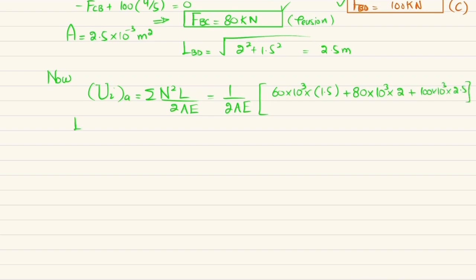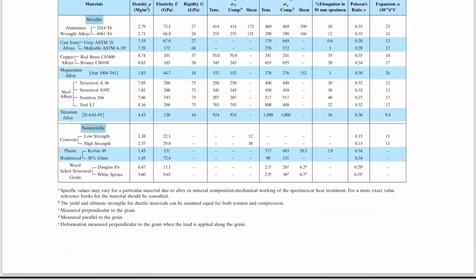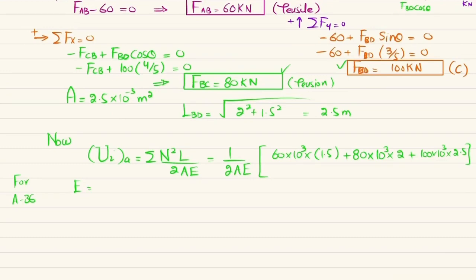Now what will be the E for A36 steel? The modulus of elasticity. We will get this from the property table, and you can see that you will use SI unit. So A36 is this one, and E will be equal to 200 gigapascal, 200 into 10 to the power 9 pascal. So write down E is equal to 200 gigapascal or 200 into 10 to the power 9 pascal. So put it in this value.